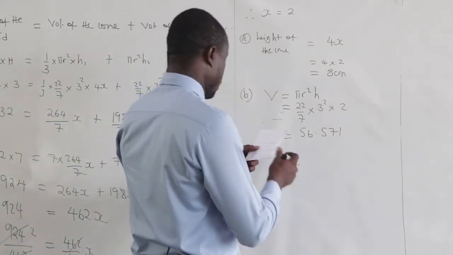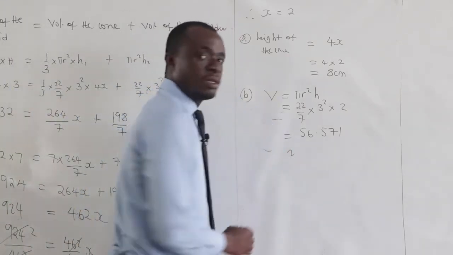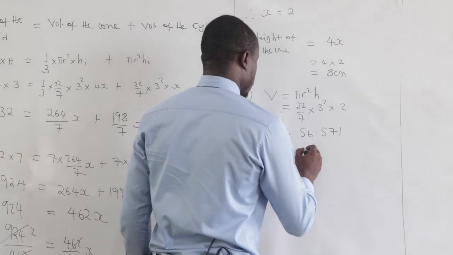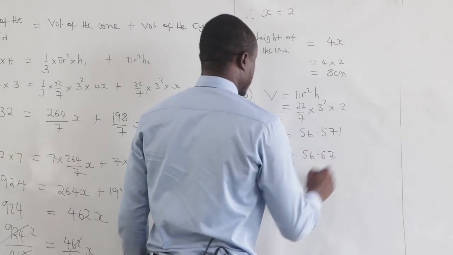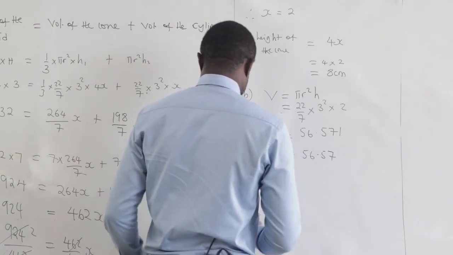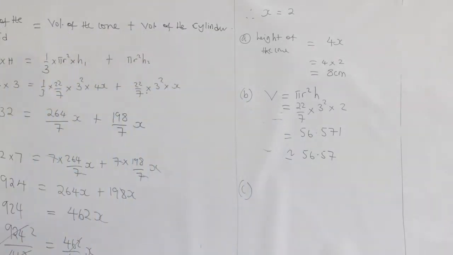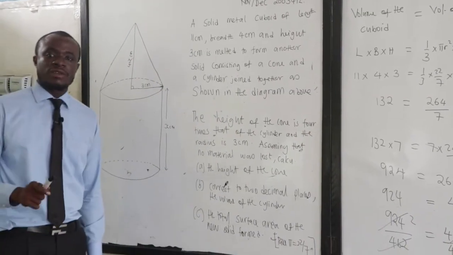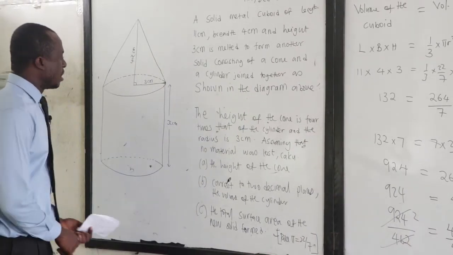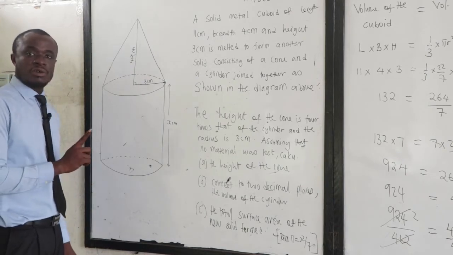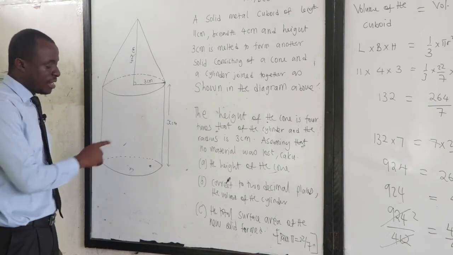So this, let's leave it in 2 decimal places. So this is 56.57. Now, part (c) is saying that we should find the total surface area of the new solid formed. Now, the solid formed consists of a cone and a cylinder.